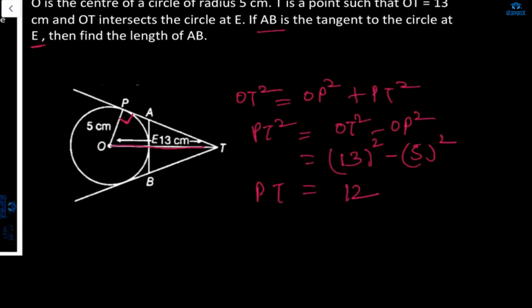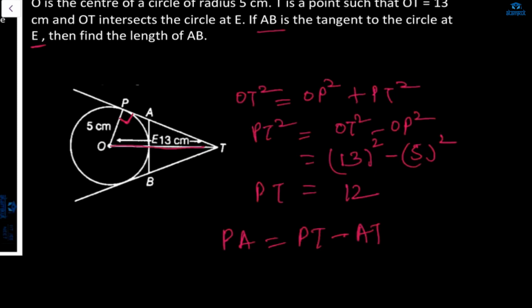So AE will be equal to PA, so I'm trying to find out the value of PA. How can I directly find out the value of AE? Is there any way to find out the value of AE? I got the value of PT. Now, if I want the PA value, PA can be written as PT minus AT. Yes or no?